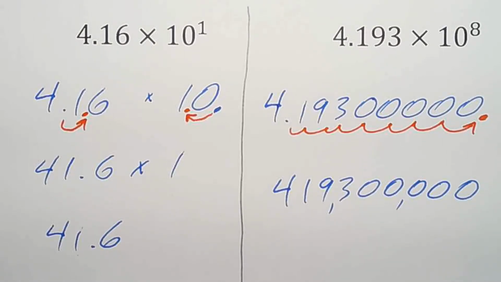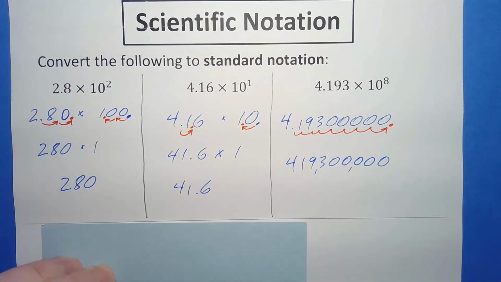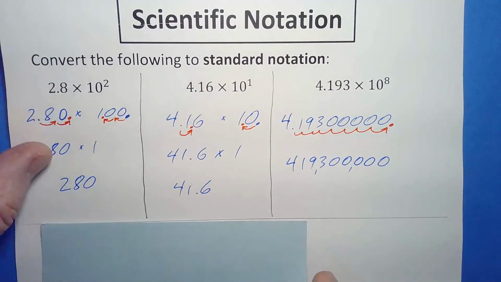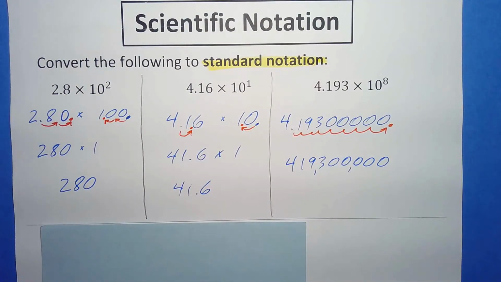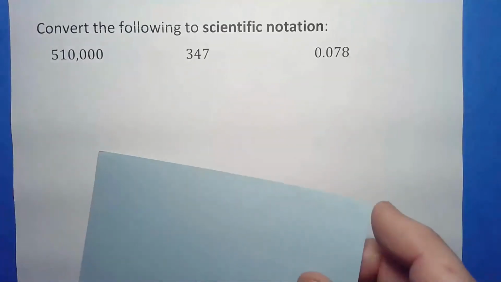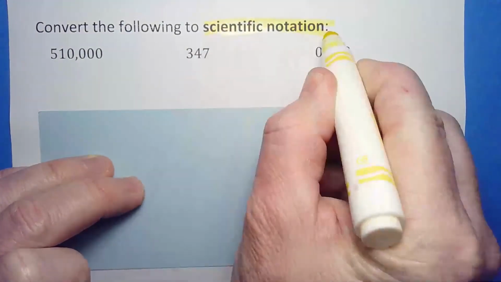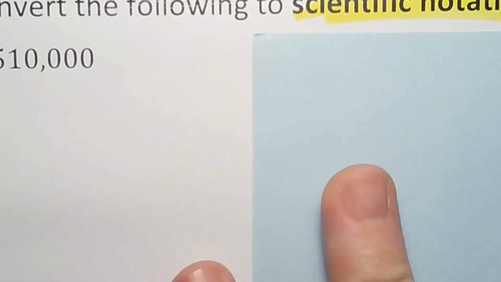Okay, so that's what happens when we convert into standard notation, right? So what we've done here is we've converted numbers into standard notation. All right, let's now take the next step where we're going to convert from standard to scientific. Okay, so here's our next set of problems. This time, we're going to convert these into scientific notation, okay? So let's do these. Zoom in and begin with this one right here.